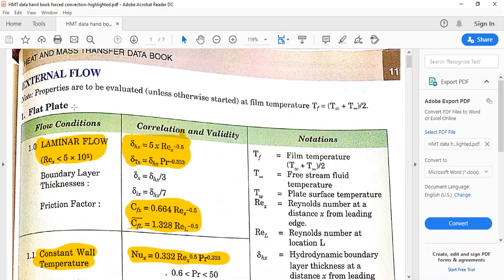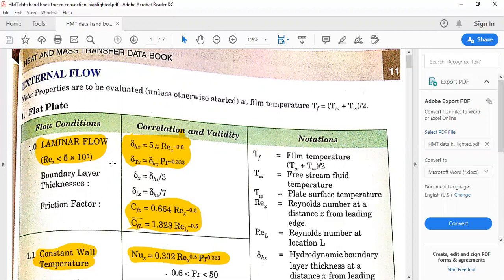Whenever the flow takes place over the flat plate, the first thing you need to know is the Reynolds number of the flow. Based on the Reynolds number, you have to decide whether the flow is laminar or turbulent. For laminar flows, your Reynolds number should be less than 5 x 10^5. Then you have to use this page wherein you have the laminar flow.